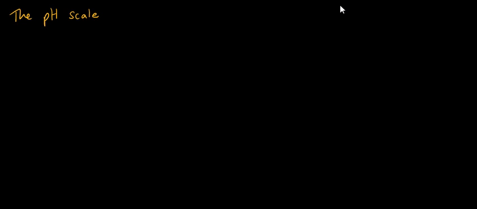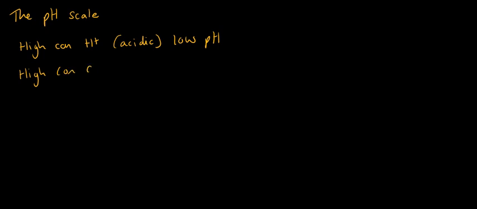Okay, so we're going to talk about the pH scale. If I have a high concentration of H plus ions, that means I've got an acidic solution, which means I'm going to have a low pH. The opposite is if I had a high concentration of OH minus ions, that means I'm going to have an alkaline solution, which means I'm going to have a high pH.